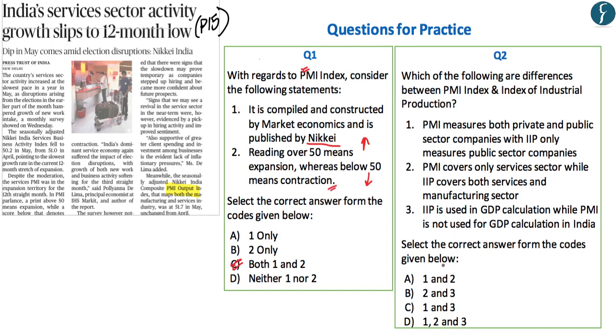Now with regards to question number 2, the correct answer is B, 2 and 3. With regards to statement number 1, the PMI Index only measures private industries, whereby the Index of Industrial Production measures both public and private sector companies. With regards to statement number 2, the Purchasing Manager Index only covers the services sector, while the IIP covers both the services and the manufacturing sector. The IIP is used in GDP calculation within India, whereby the Index of Industrial Production is published by the CSO. Therefore the correct answer to question number 2 is B, 2 and 3.